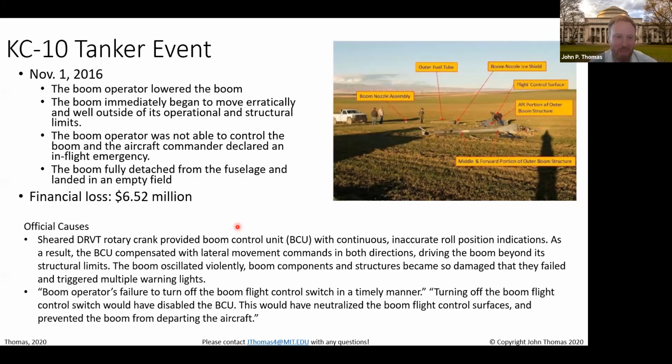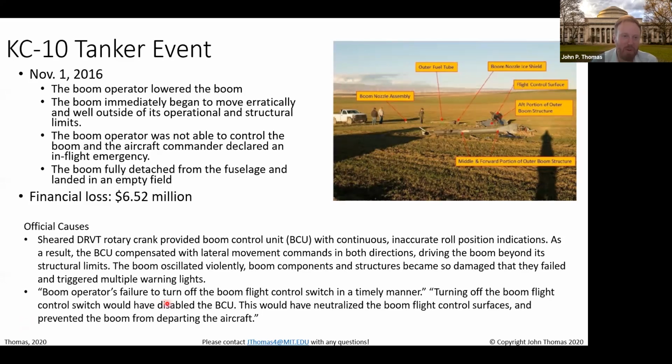Did we get that somewhere? As a result, the BCU compensated with lateral movement commands to try to stabilize. Did we catch that somewhere? The boom oscillated violently. The components and structures became so damaged that they failed and triggered multiple warning lights. I'm going to pick this apart. This is just a statement that they had.